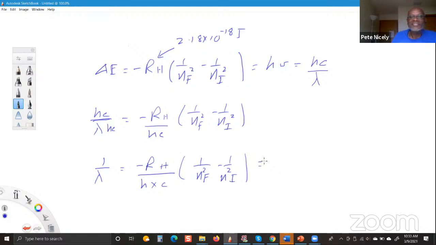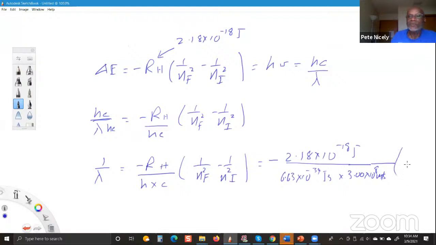Now what I'm going to do is plug in the values for these constants. These are all constants: R_H, h, and c. So minus R_H, which is 2.18 times 10 to the minus 18 joules, divided by h, which is 6.63 times 10 to the minus 34 joule seconds, times c, which is 3.00 times 10 to the 8 meters per second. And that will be multiplied by 1 over n_f squared minus 1 over n_i squared, all right?